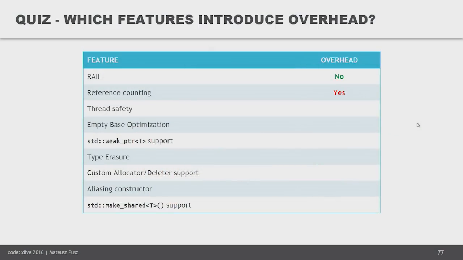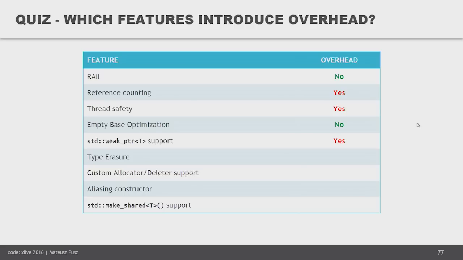Reference counting. It's an overhead, of course. If you are just using the smart pointer, you could use unique pointer, like in the first example we analyzed. Reference counting is with a cost, yes? Thread safety, it's with a cost. Empty base optimization, is it a cost or not? No, it isn't, yes? It even makes our memory footprint lower. So it's an optimization, not an overhead.